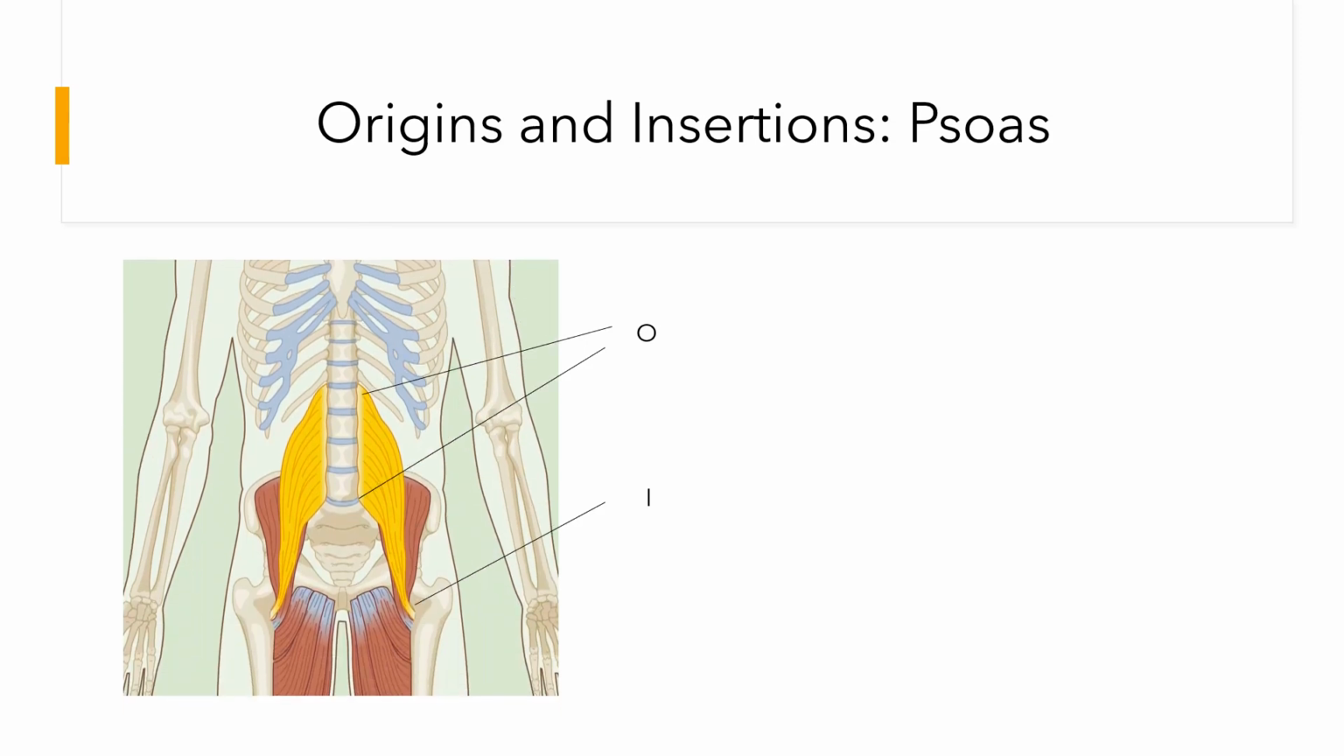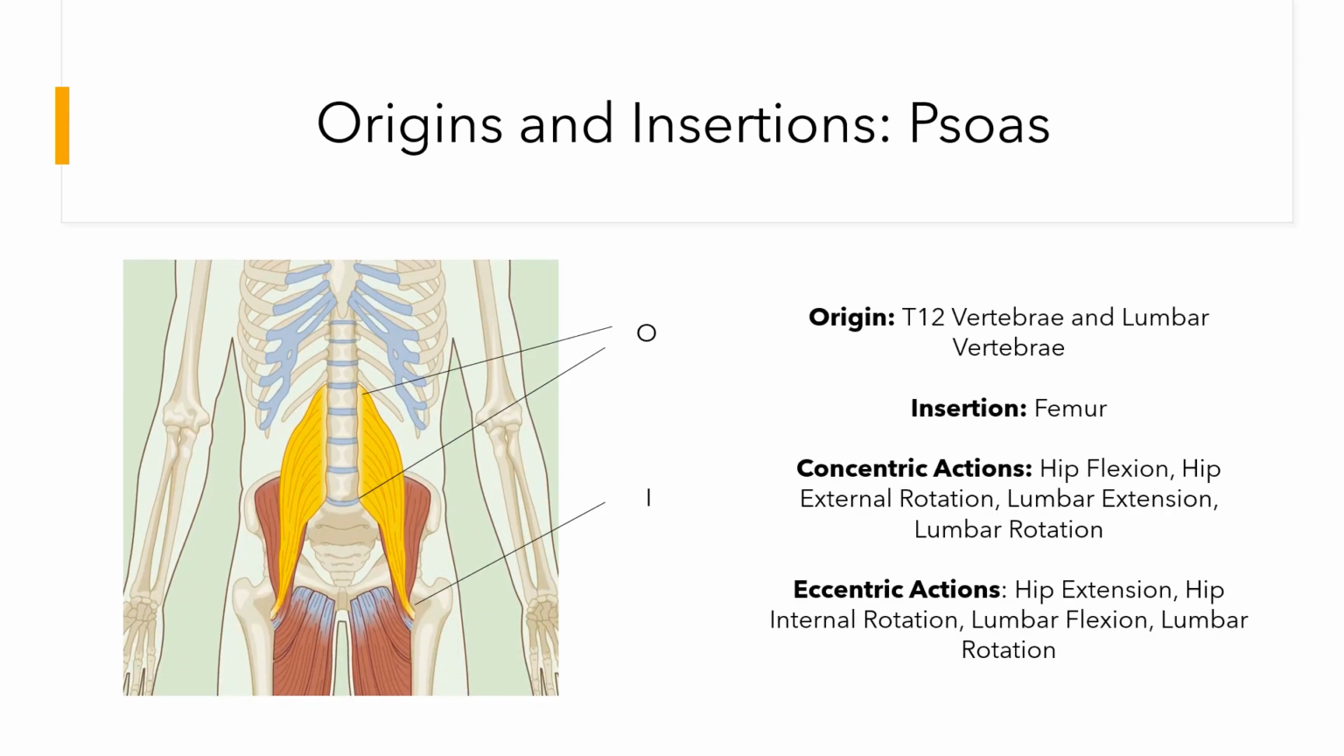The psoas, so key muscle in the hip, originates really high up in the T12 vertebrae and the lumbar vertebrae, and inserts into the femur. Because it's a hip flexor, you are going to get hip flexion, but you're also going to get hip external rotation, lumbar extension, and lumbar rotation.